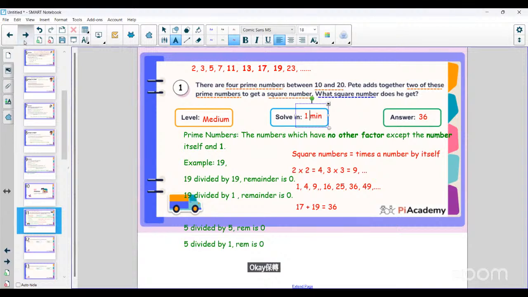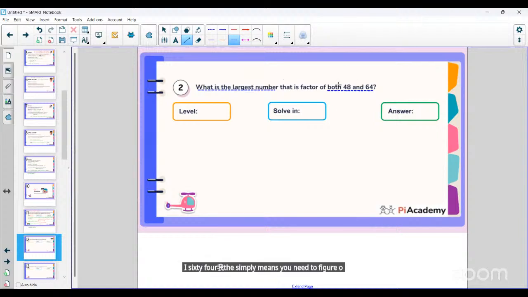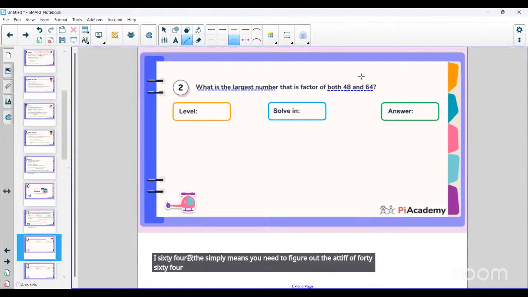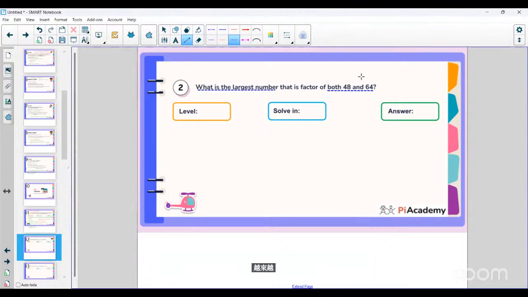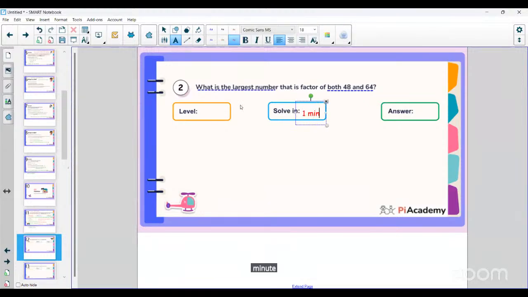All right. Let us see the next one. What is the largest number that is a factor of both 48 and 64? What does this mean? This simply means you need to figure out the HCF of 48 and 64. Give it a try, everyone. Give me your answers on chat, please. Quickly. Again, this problem should be solved in no more than 1 minute. It's actually a simple, easy level problem.